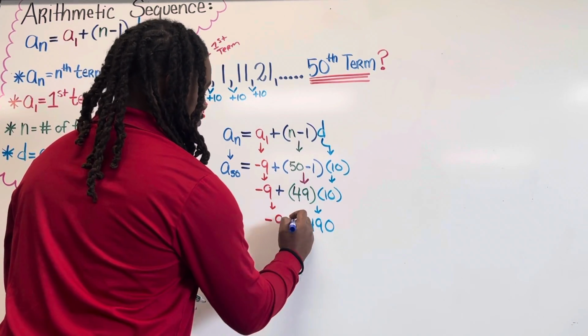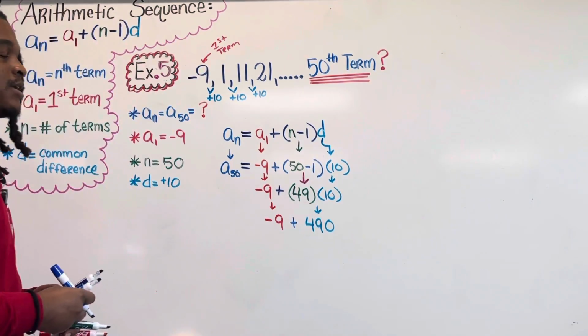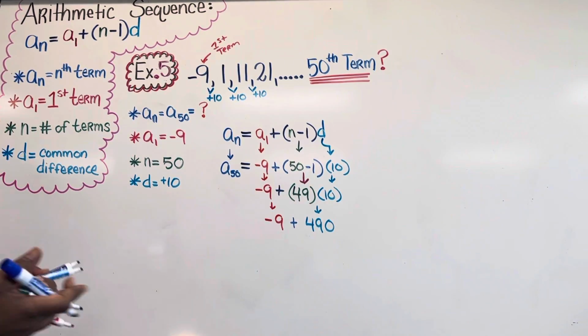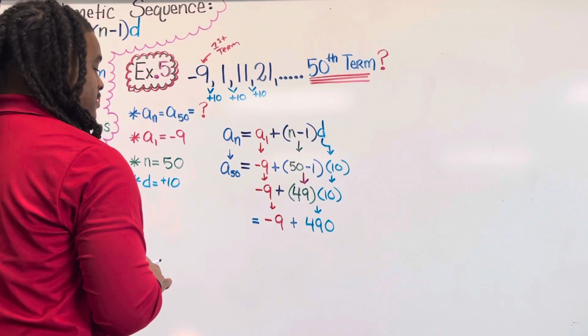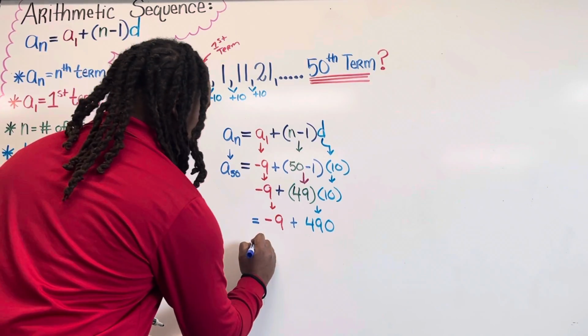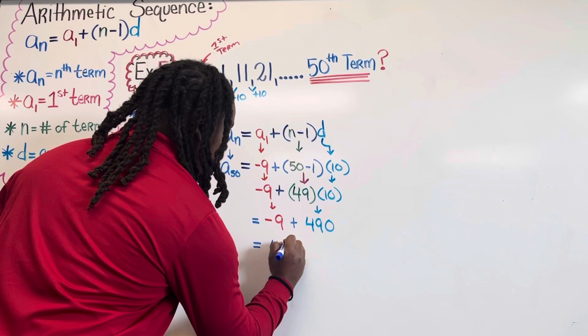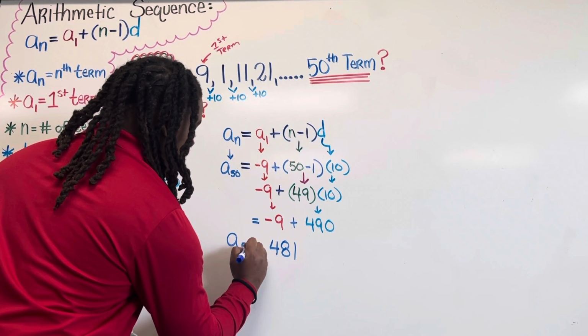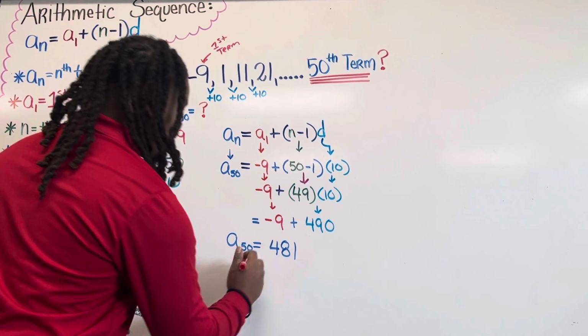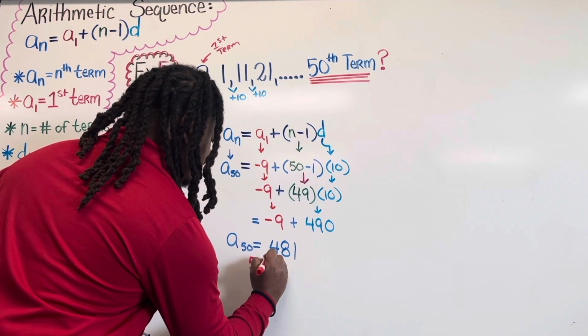So now I have -9 plus 490, which is just like saying 490 minus 9. So my answer would be 481. 481 would be the 50th term within the sequence.